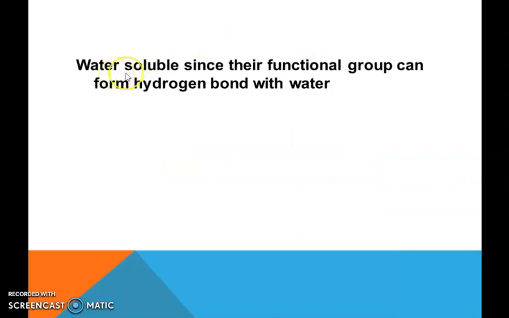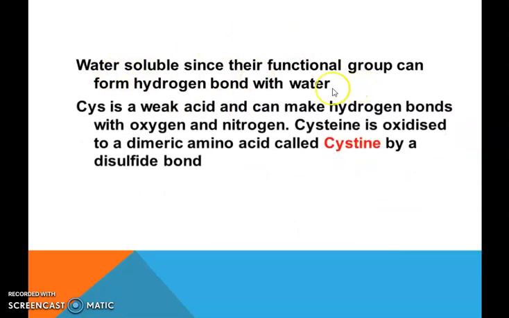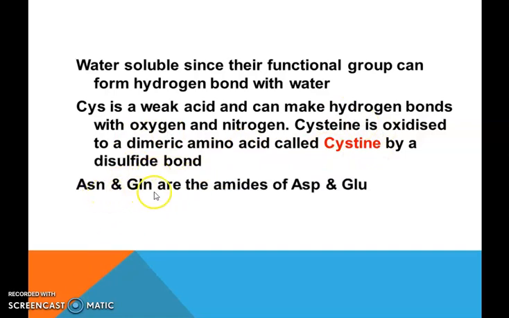These amino acids are water soluble since their functional group can form hydrogen bonds with water. Cysteine is a weak acid and can make hydrogen bonds with oxygen and nitrogen. Cysteine is oxidized to a dimeric amino acid called cystine by a disulfide bond. Asparagine and glutamine are the amides of aspartic acid and glutamic acid respectively.